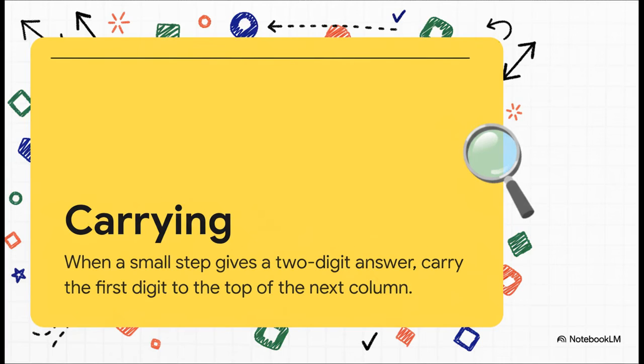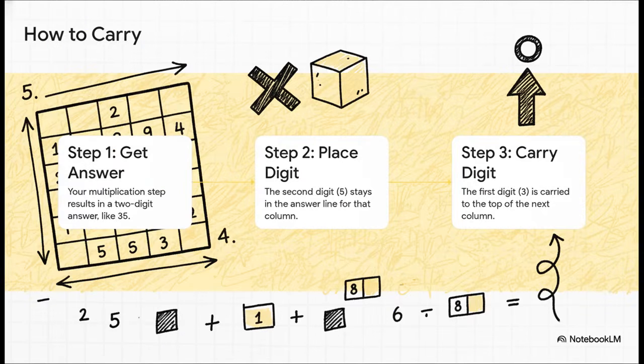Instead, we carry that first digit over to the top of the next column, where we'll deal with it in just a moment. Let's just pretend our answer is 35. Well, the second digit, the 5, goes down into our answer line right below. But the first digit, the 3, gets carried up to the top of the next column over to the left. It just hangs out there, waiting for the next step.